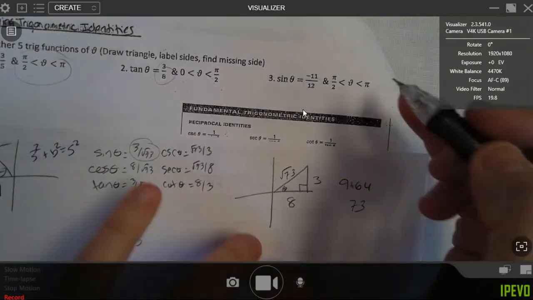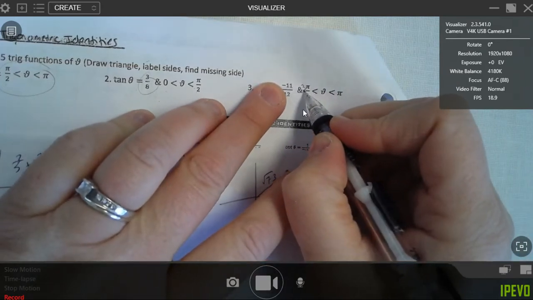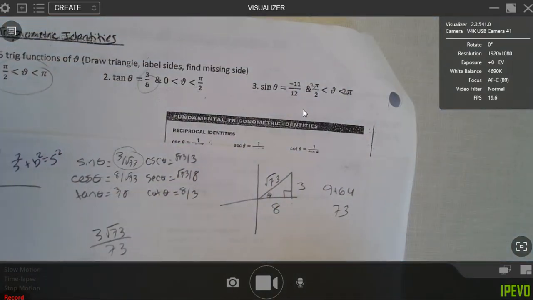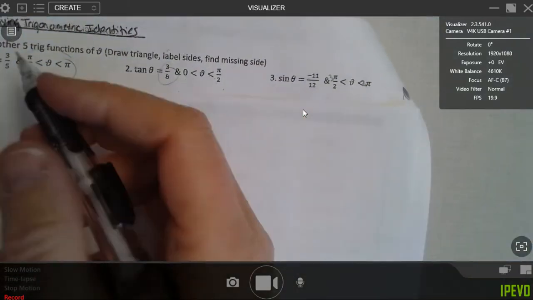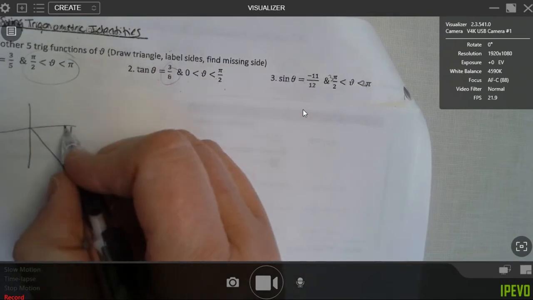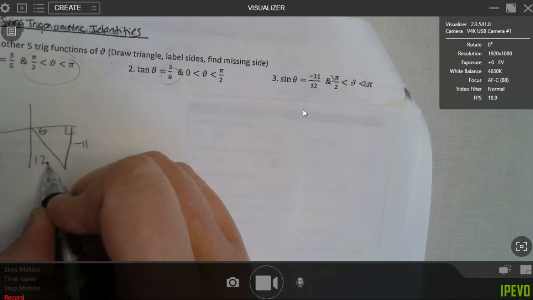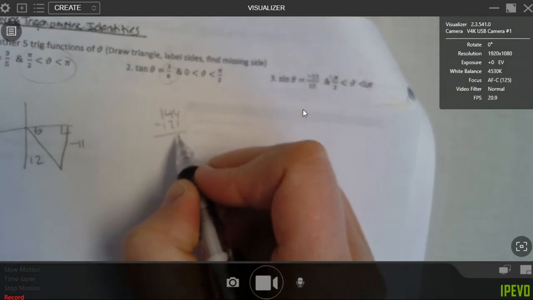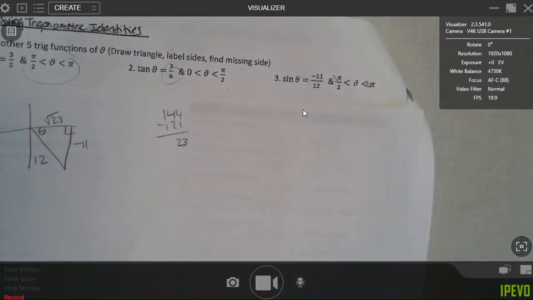So number 3 doesn't actually make sense because sine's not negative in this quadrant. So let's make this 3 pi over 2 to 2 pi. And then that puts us in the fourth quadrant. So for my fourth quadrant here, I said 3 pi over 2 to 2 pi. So then we have sine would be opposite over hypotenuse. So do 144 minus 121. So this side is the square root of 23. We're going in the positive direction, so I'm going to make it positive.